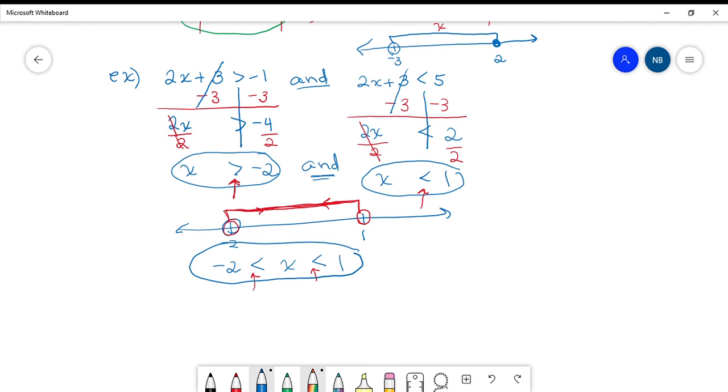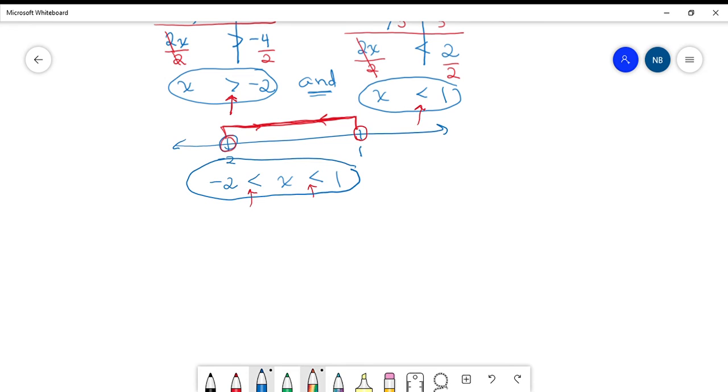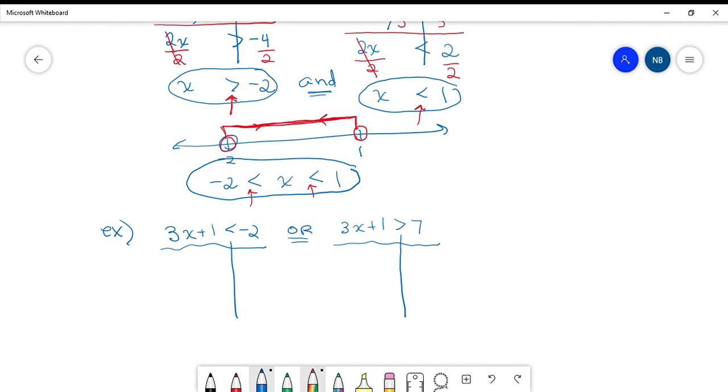Our last three examples are going to be of the OR type. This is the split shading type of problem. Our first example of the last three is 3x plus 1 is less than -2, or 3x plus 1 is greater than 7. So basically, one of two things will be true, either this one on the left or this one on the right. So we solve them just like we always solve things.